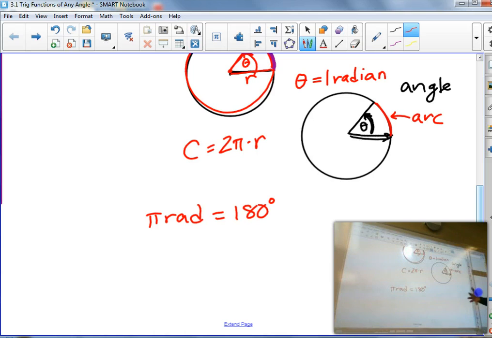So I'm not going to go back into conversion, but you do need to realize what a radian is: how big of an angle you get if you wrap one radius around the circle and then you draw the segment from the center to the end point. That's what 1 radian is.